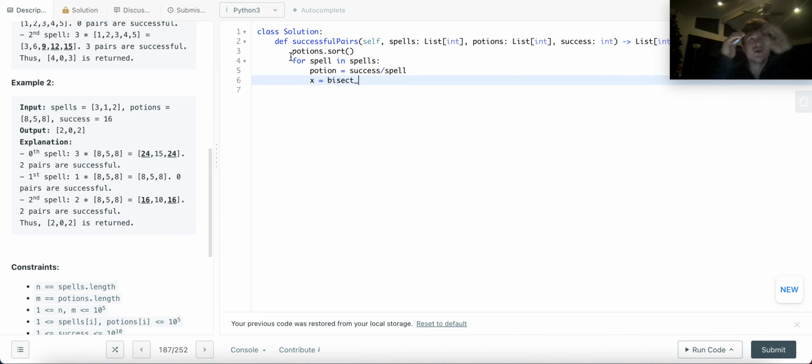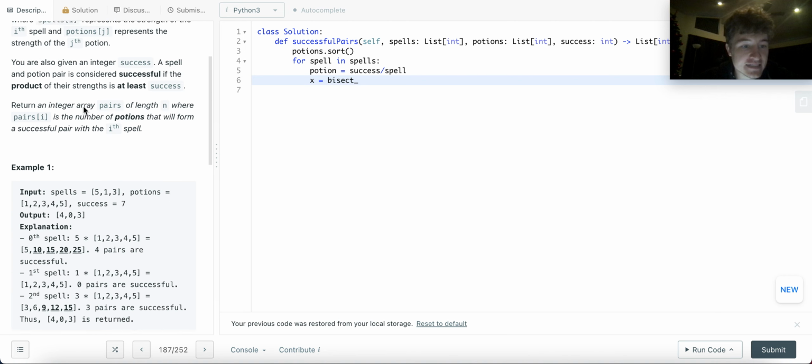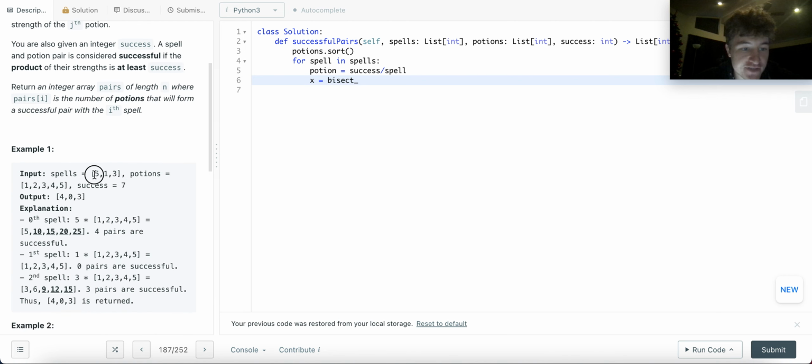Because we're not trying to find if the potion we are looking for exists. We just want to find where it would be, because that way we would know everything to the right would be contained within the solution. I don't need there to be the 7/5 potion. I just need to know where it would be, because that way I would know everything to the right would work. So x equals bisect left.